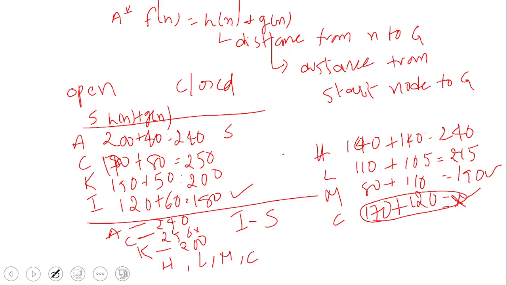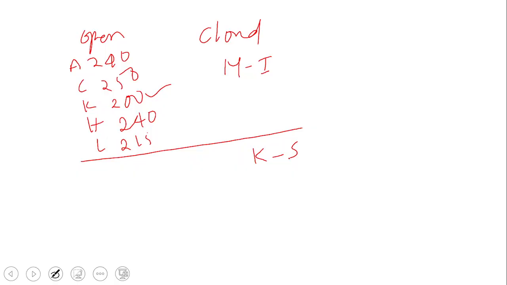What is the parent of K? Now you see here, we added the K. So the parent is S. After expanding S only we inserted the K in the open list. So the parent of K is S. Now what are the nodes already we are having? S, A with 240, C with 250, H with 240 and L with 215.